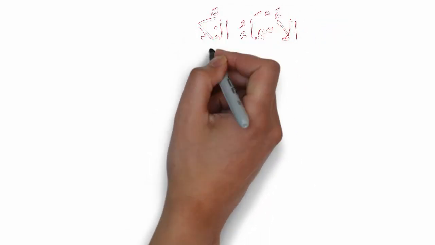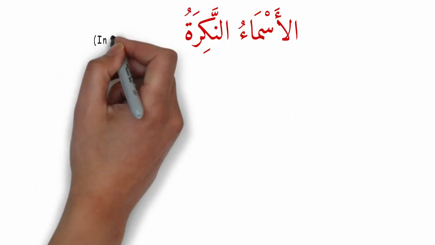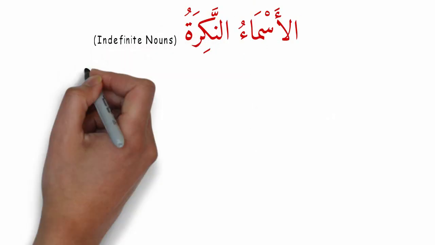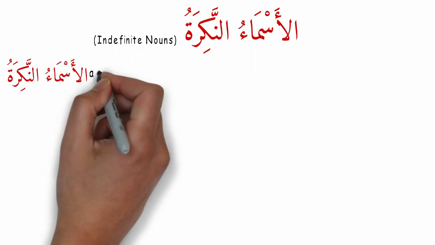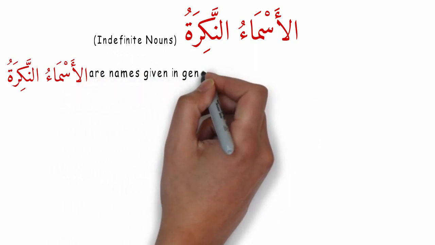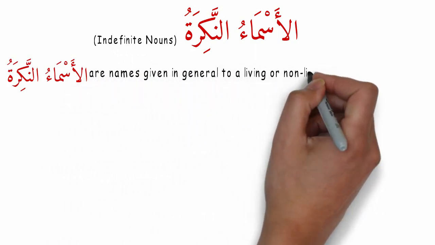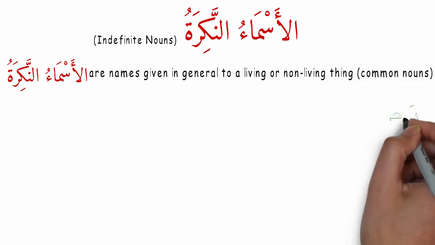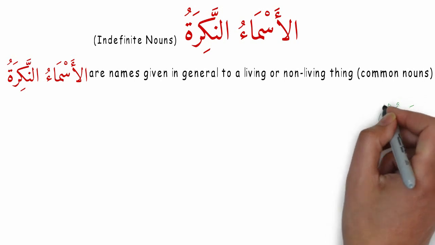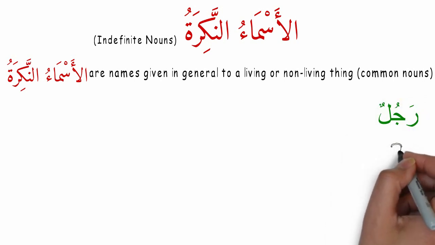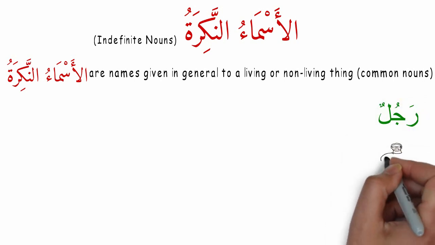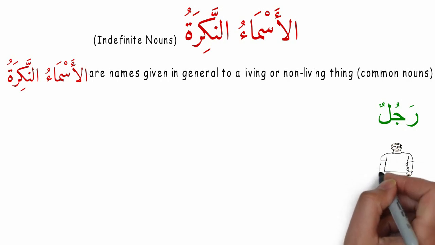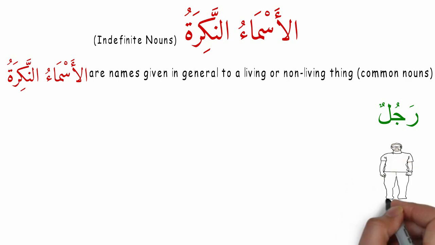Let's see first الأسماء النكرة, indefinite nouns. الأسماء النكرة are names given in general to a living or non-living or common nouns. So, for example, if I said رجل, رجل means a man. It's not a specific man. It's just a man. Any man. It's nakira because it's not specific.